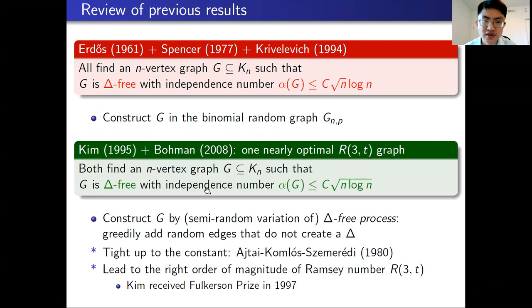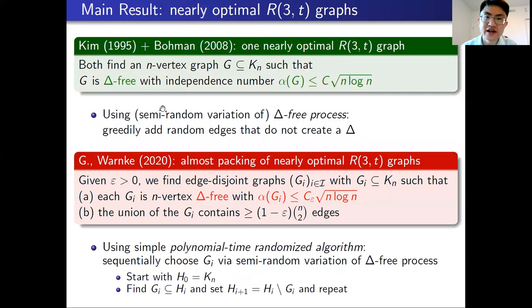And it has been shown that their result on the independence number is tight up to the constant C by a result of Ajtai, Komlós, and Szemerédi. Therefore, Kim's result leads to the right order of magnitude of the famous Ramsey number R(3,t). For this breakthrough, Kim also received the Fulkerson Prize in 1997. That is what Kim and Bohman did. Both of them found one nearly optimal R(3,t) graph in the complete graph Kn.